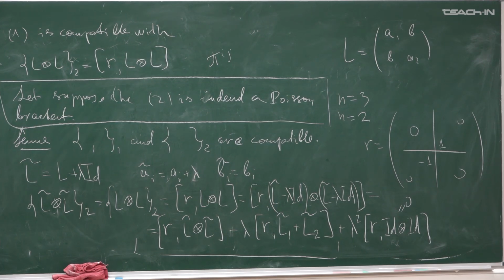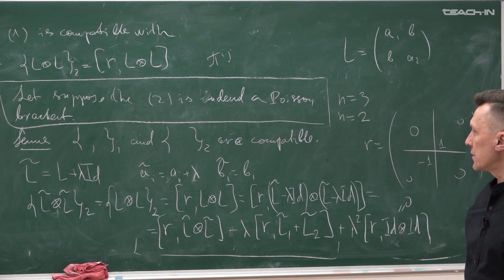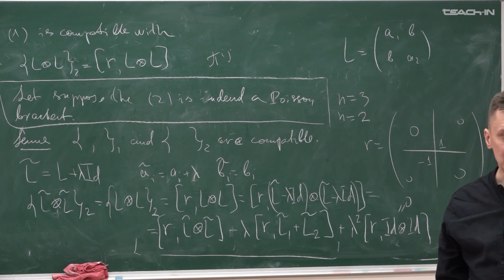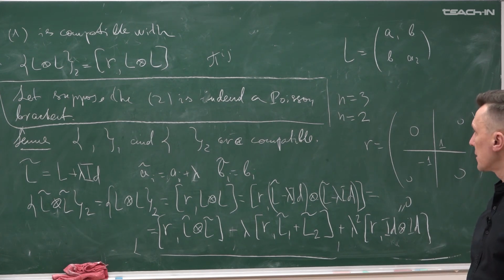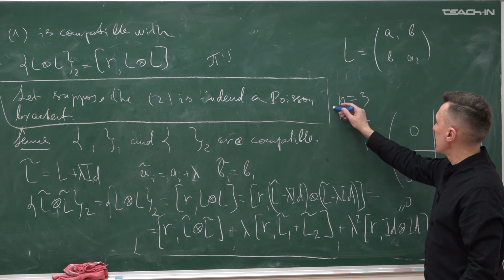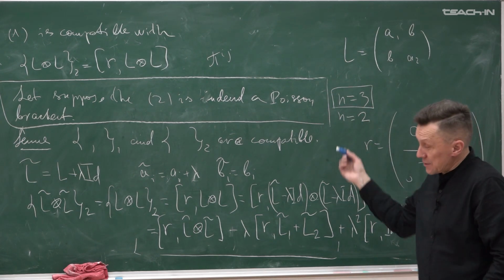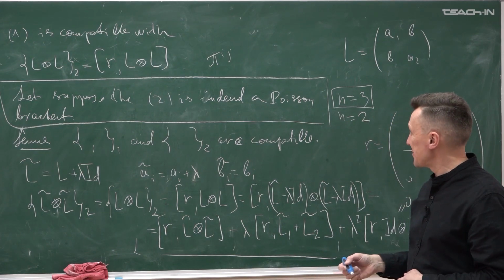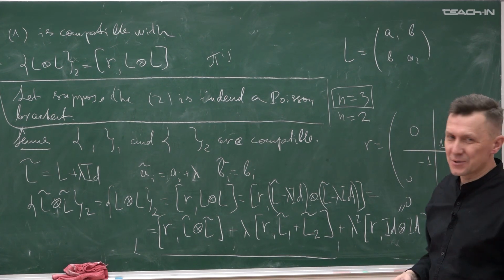The goal is to verify the Jacobi identity. I think you could continue it at home. You only have to compute the tensor product and then take the commutator. Then it's a Poisson bracket for generic n.